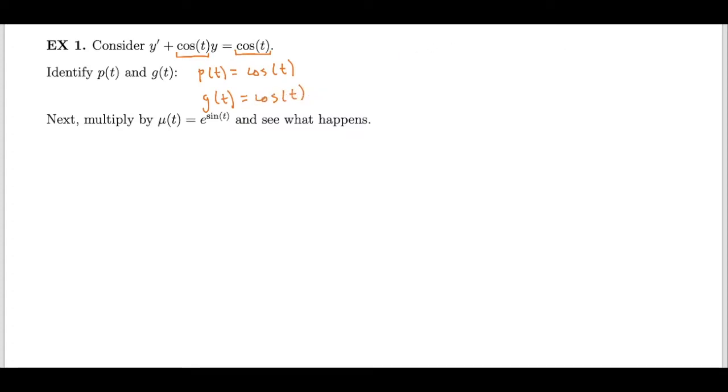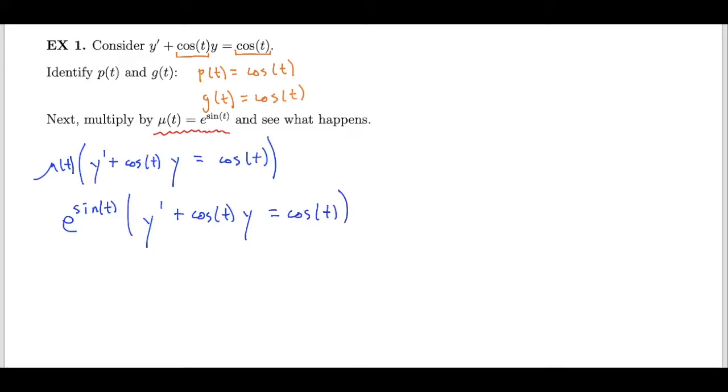And then next we're told to multiply by a new function. So this function mu of t is given as e to the sine of t. And we're told simply to multiply my entire differential equation by that function and see what happens. So let's give it a shot.